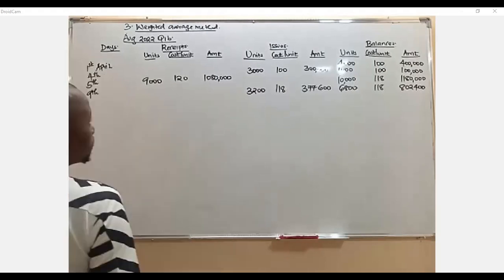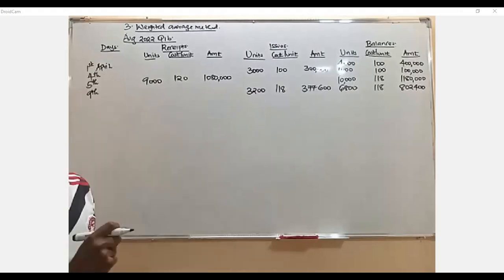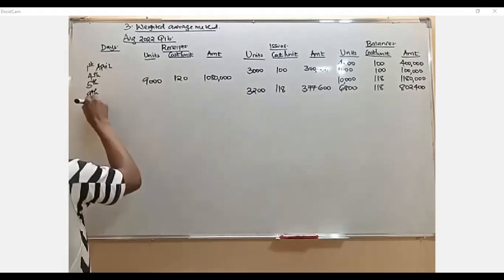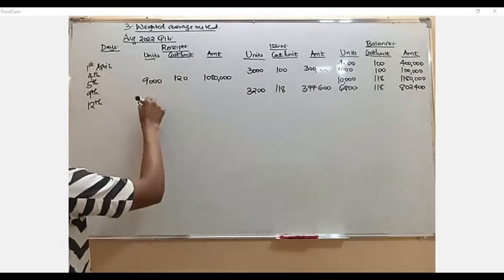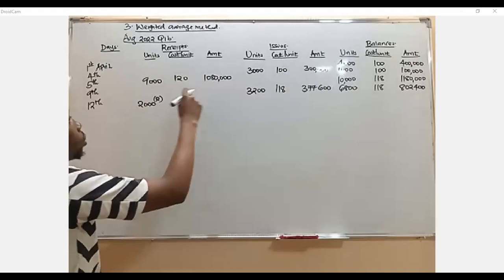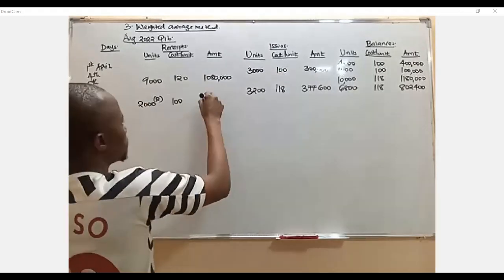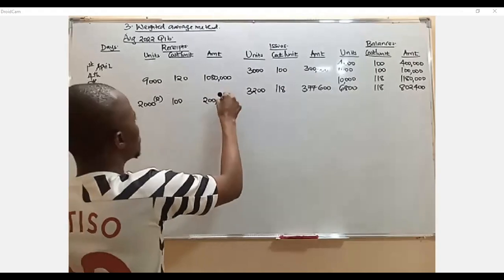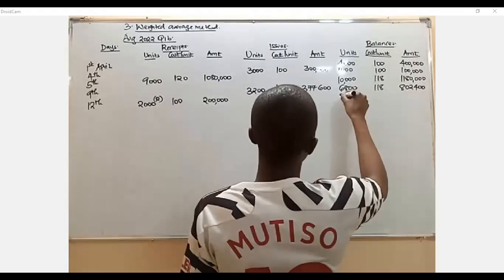Are very good. So the date was on 12th. We said they were able to return how many units? 2,000 units. 2,000 units of ours is the return. The cost per unit is 100. So this is 200,000. Take it to store. It will be 2,000 here becomes 800.